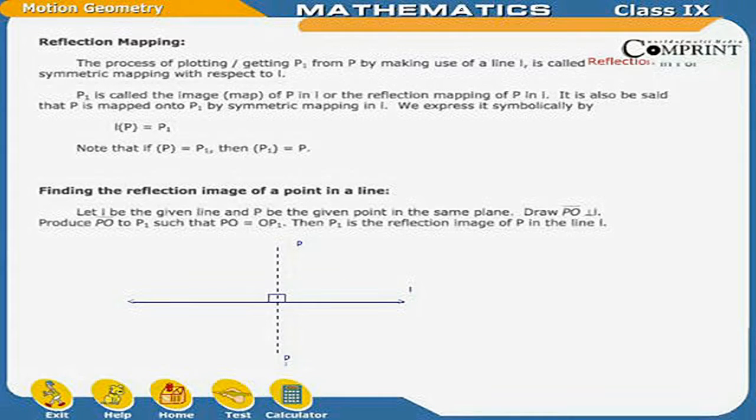Finding the reflection image of a point in a line. Let L be the given line and P be the given point in the same plane. Draw PO perpendicular to L. Produce PO to P1 such that PO is equal to OP1. Then P1 is the reflection image of P in the line L.